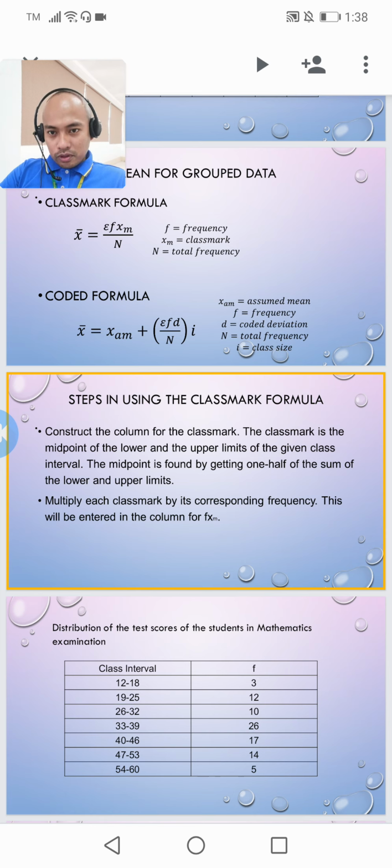The second step is to multiply the Classmark by its corresponding frequency. So ang ginagawa dyan is we will come up with another column in our statistical table showing the products of the frequency and the Classmark. Then we will sum up all these products, and that will be the summation of f x sub m. Divide it by the total number of frequency, makikita nyo yan if you sum up all the frequencies. So very easy to do. Alright?